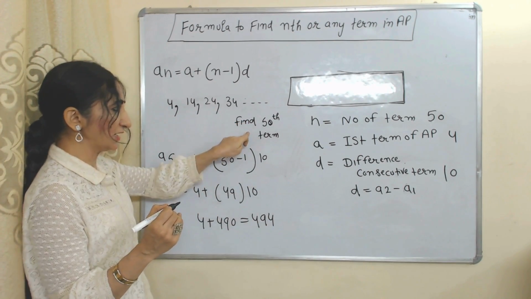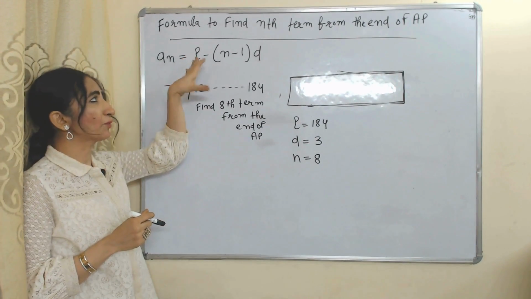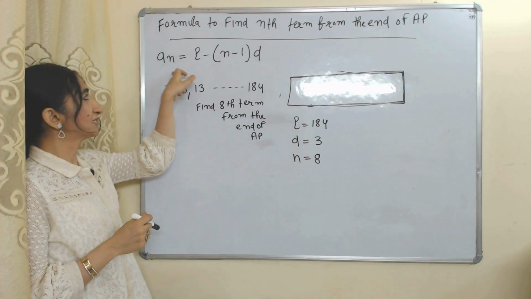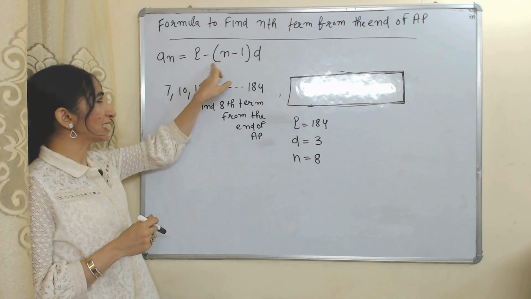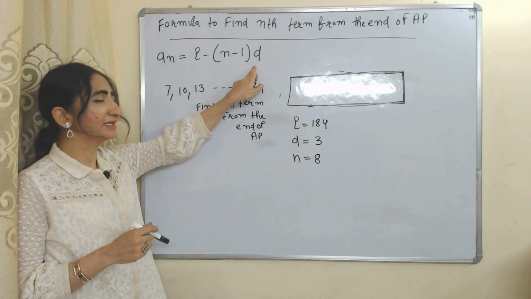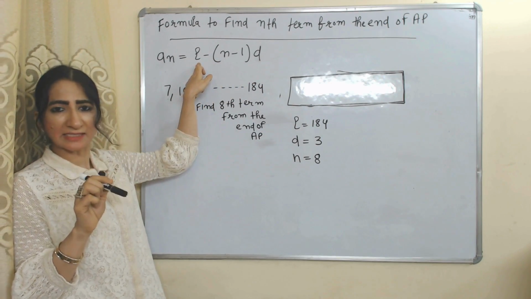494 is the value of the 50th term. Now we will see the formula to find the nth term from the end of an AP. This is the formula: a_n equals l minus (n minus 1) times d. Here the meanings of n and d are the same as we discussed earlier. l represents the last term.